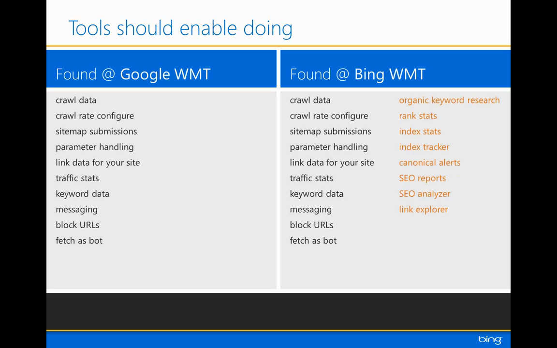This is information that we provide for a website owner that Google does not provide. So we've got organic keyword research, we've got ranking and index stats, we've got a tool called Index Tracker that lets you see how your site looks inside our index. We trigger on canonical alerts. We run SEO reports for you. We have an online SEO analyzer that's on demand, and we have the Link Explorer. And I'll get into a little bit about that later on.